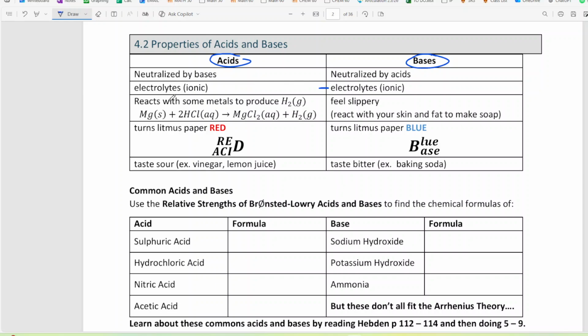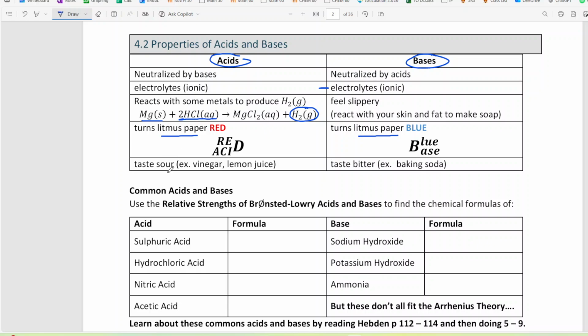An important thing about acids is something that we did in the Unit 1 lab, which is that when an acid reacts with some metals, it produces hydrogen gas, whereas a base can feel slippery because it reacts with your skin and fat to make soap. If you were using litmus paper to determine if something was acidic or basic, then litmus paper turns red with an acid, whereas it turns blue with a base.